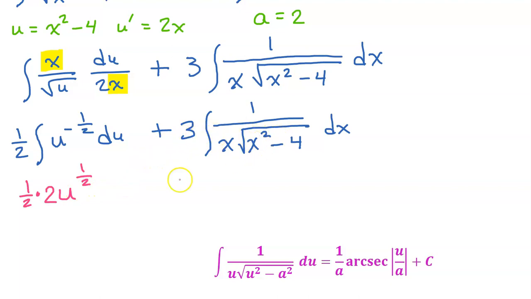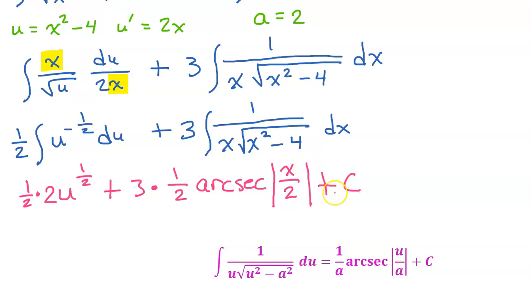So moving on to the second integral, I'm going to bring down the plus 3. Now it's time to use the rule. So I have 1 over a. Remember that a is 2. So I'm going to say times 1 over 2. And then we have arcsecant, absolute value. It says u over a, but we didn't do any u substitution. So I'm just going to put x over a, x over 2, plus the constant of integration.